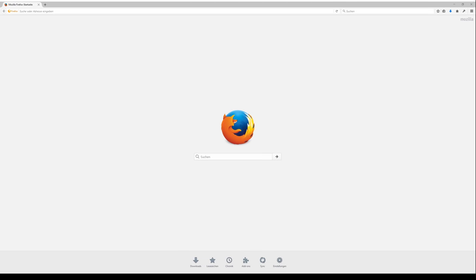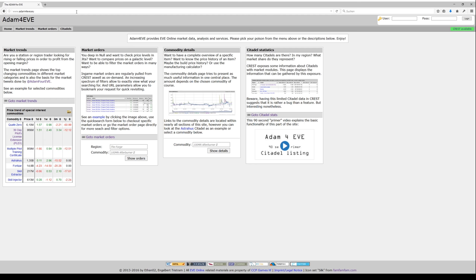Welcome for a longer tutorial on the usage of the A4E market trend functionality. First of all, you go to A4E. In order to do that, you go to A4E.eu.